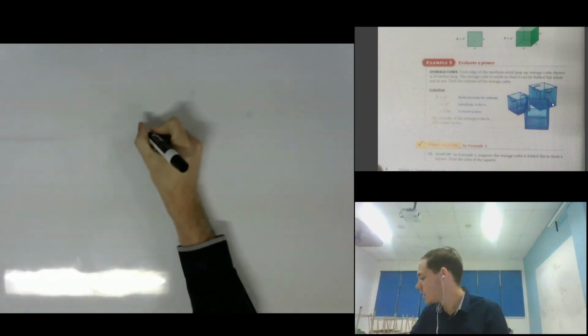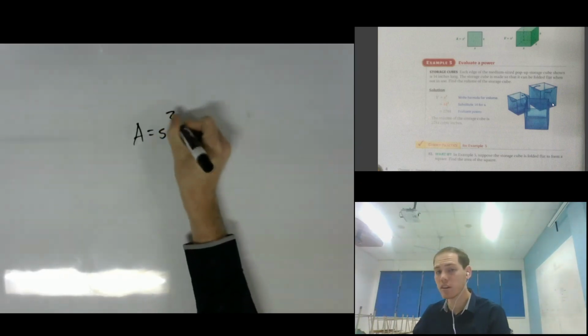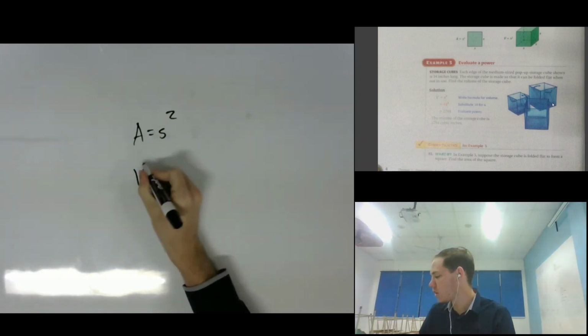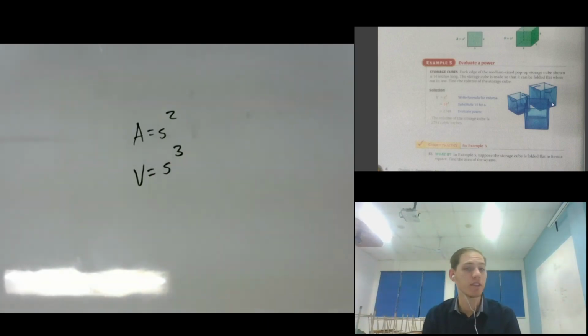And finally, there is this thing about cubes. Essentially, area is going to be side squared, and volume is going to be side cubed. So if there's a question about cubes, you're doing the 3rd power. If there's a question about squares, you are doing the 2nd power.